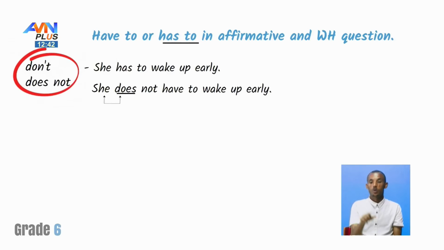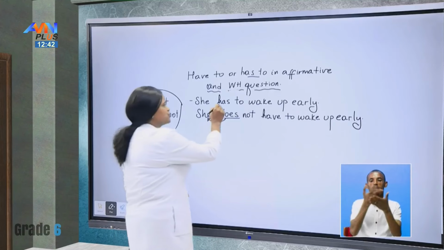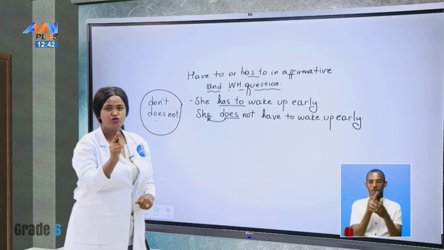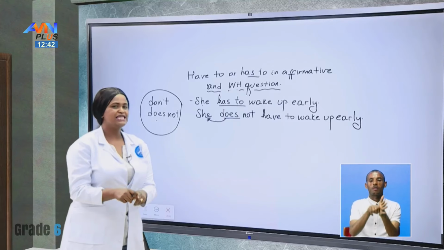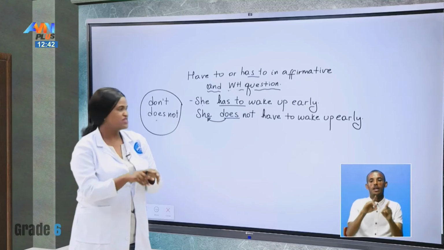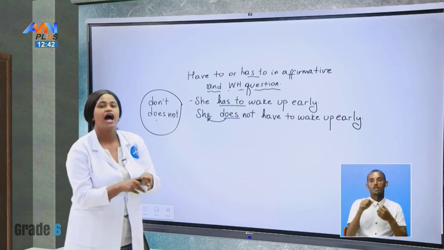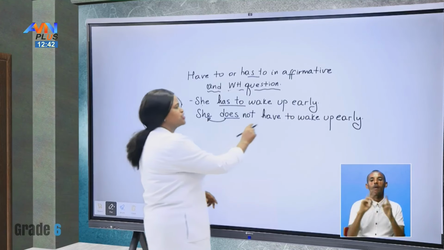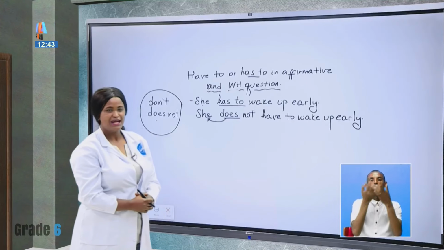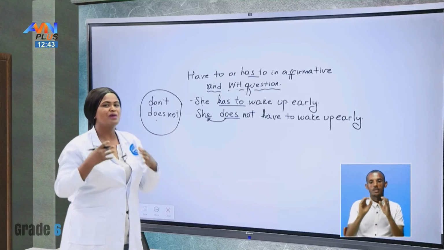You see? On the affirmative sentence, we use has to because our subject is singular. But in order to make it negative, we add an auxiliary does not, right? So in that case, instead of has, we use what? Have. Very good. She does not have to wake up early.